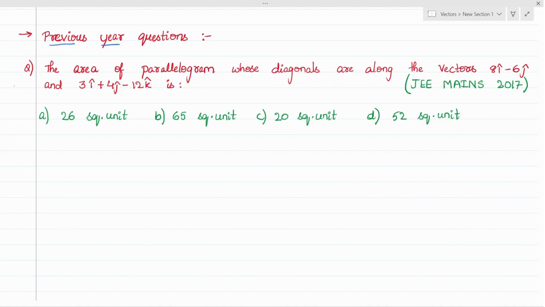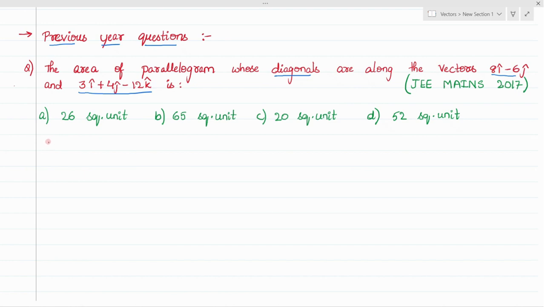Let's see few previous year questions on this chapter vectors. This question is given in JEE Mains 2017. The area of parallelogram whose diagonals are along the vectors 8i cap minus 6j cap and 3i plus 4j minus 12k cap is how much? We need to find the area of parallelogram and diagonals of parallelogram are given.